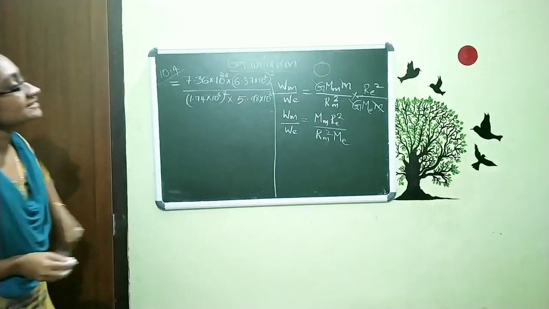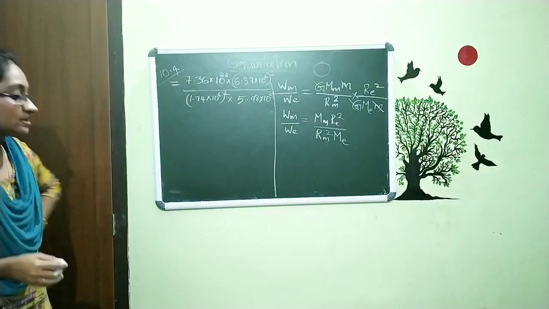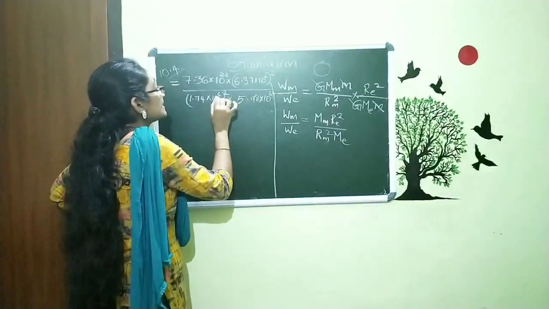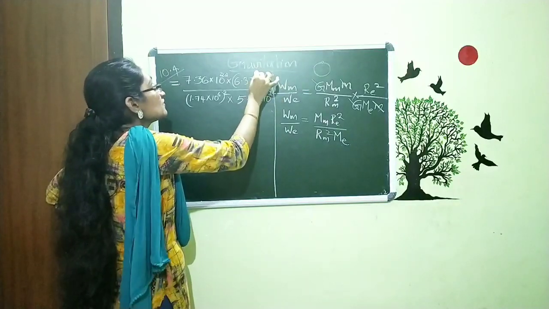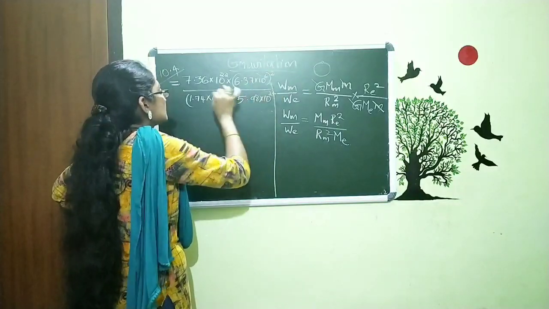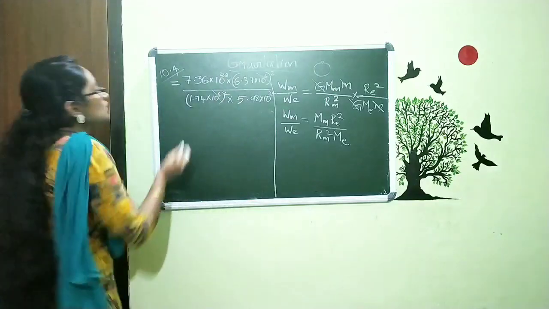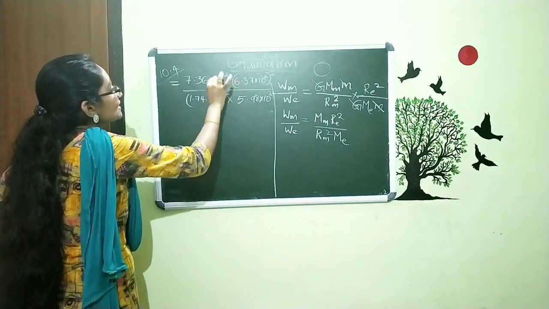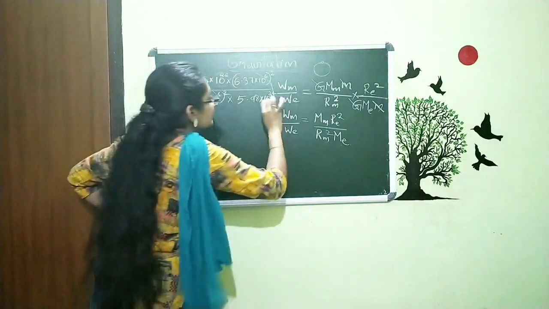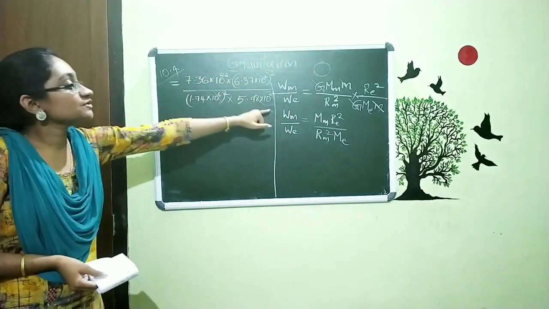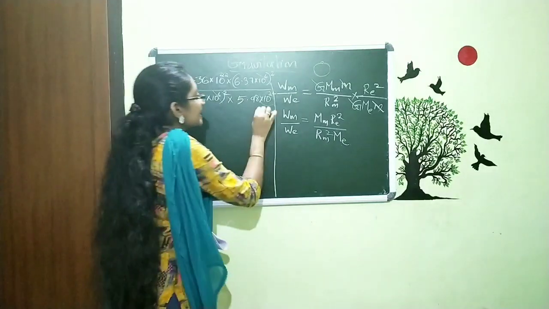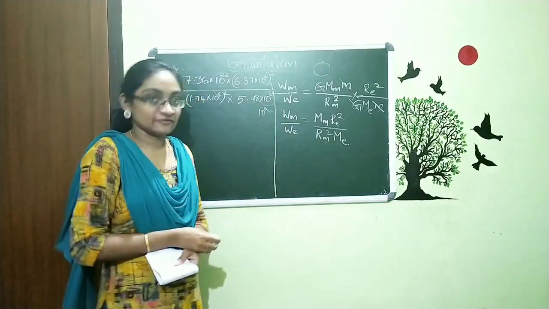So here you can see number of powers are there. That means here 10 raised to 6 square, and here also 10 raised to 6 square. So we can cancel this component here and here. And you can see here the 10 raised to 22 and here 10 raised to 24. That means we can cut these two, and then here only 10 raised to 2 will be left.